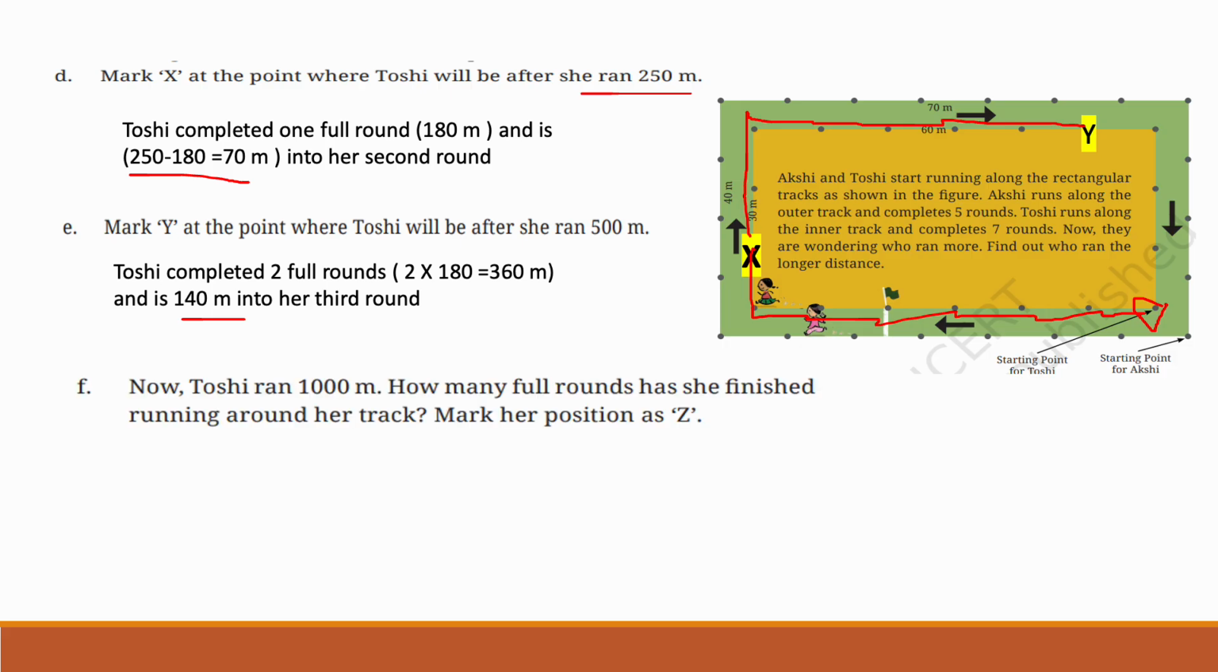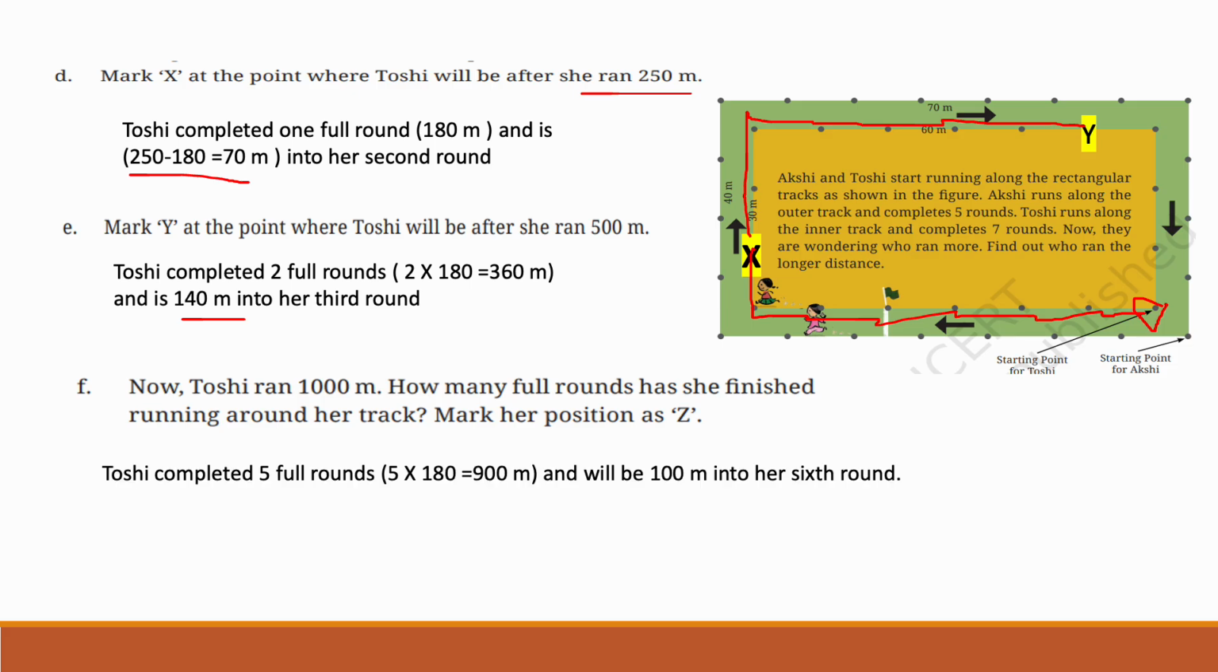Now Toshi ran 1000 meter. How many full rounds has she finished running around her track? Mark her position at Z. So, Toshi completed 5 full rounds. So, 5 into 180, that is 900 meter she completed. Then extra distance covered is 100 meter. That is 1000 minus 900, that is 100 meter.